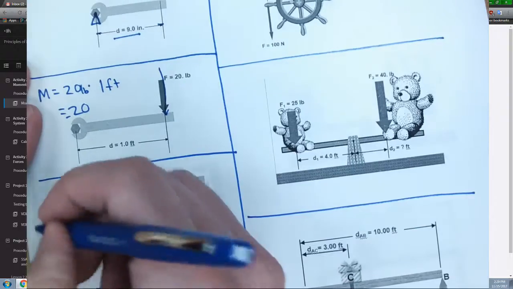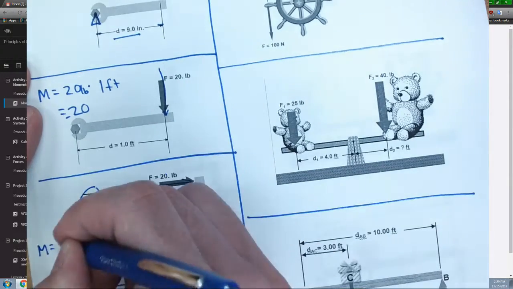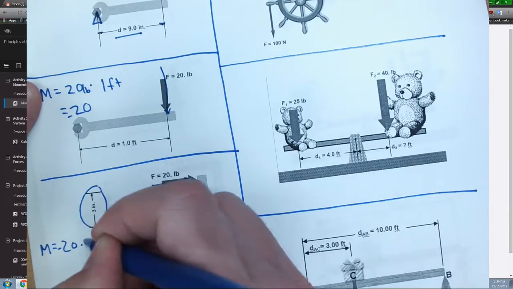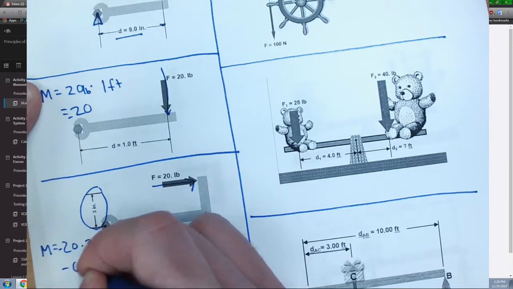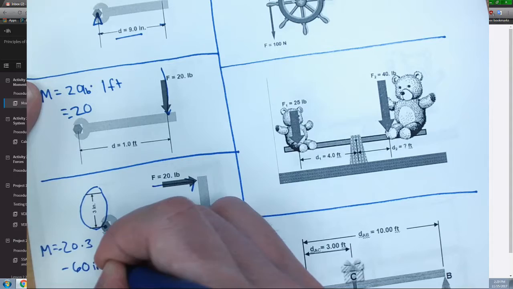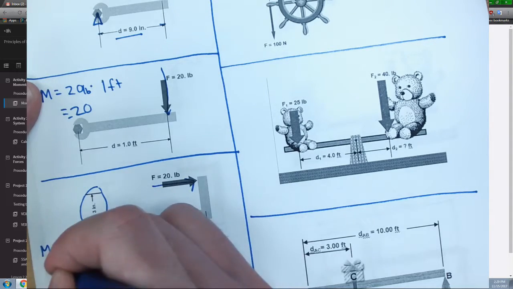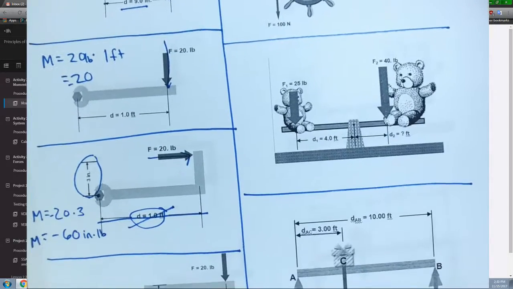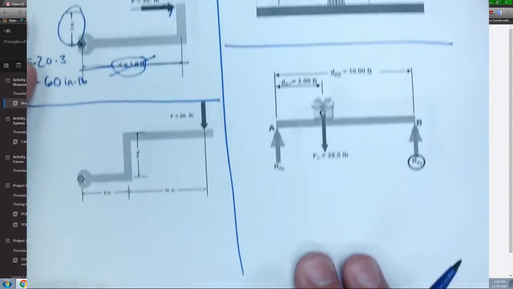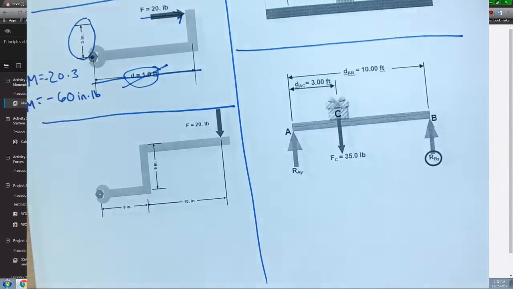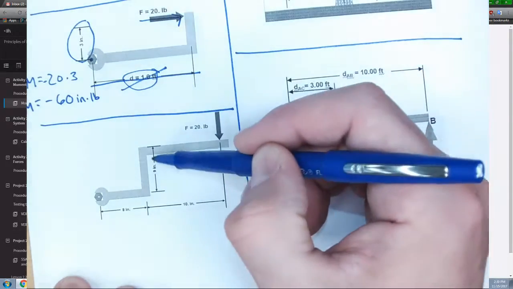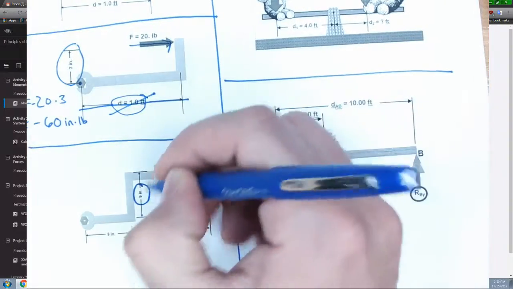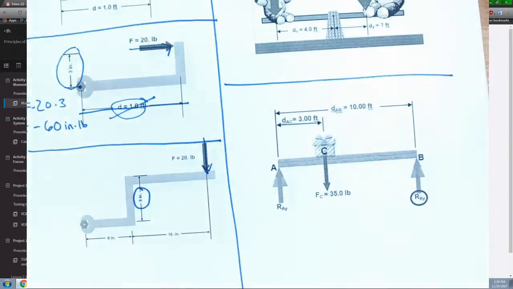So the moment is now 20, negative 20 I'll put just because it's already done, right? Times 3, which gives us negative 60 inch-pounds. This is literally to trick you, okay? Literally to trick you. Move up. This one is another one to trick you. Does this mean anything? No, because the force is parallel with the distance here too.